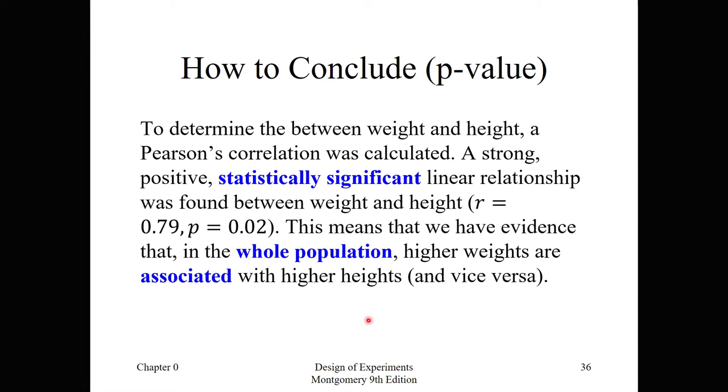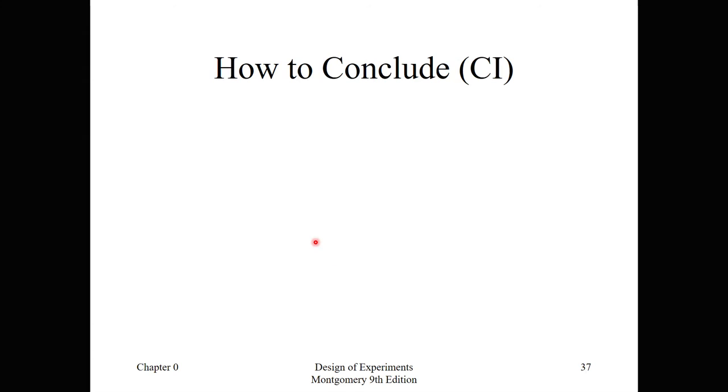Now, I'll say that the p-value conclusion just talks about statistical significance. It does not conclude regarding the strength of the population relationship. As we said before, statistical significance doesn't speak to strength. It just speaks to the fact that we have evidence that it's not zero. So we could fix this by providing a confidence interval, and a confidence interval would let us speak a little bit more directly to the strength.